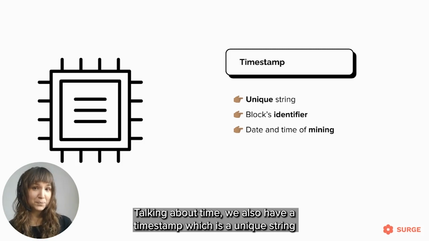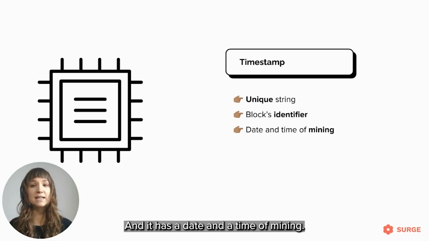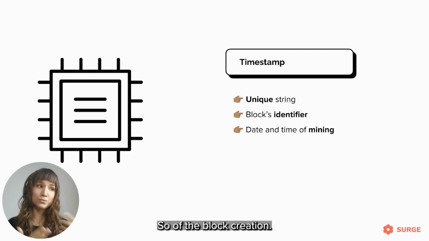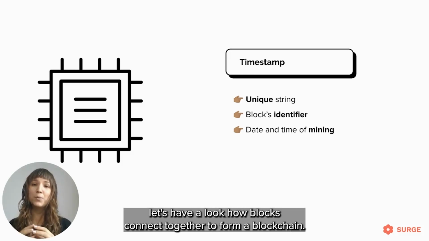Talking about time, we also have a timestamp, which is a unique string that can help us to identify the block, and it has a date and a time of mining, so of the block creation. Now that we know what a block holds inside, let's have a look at how blocks connect together to form a blockchain.